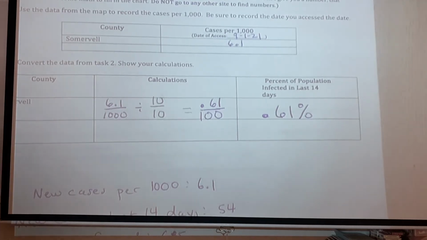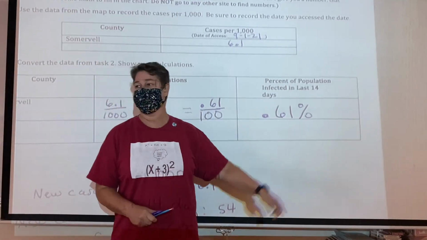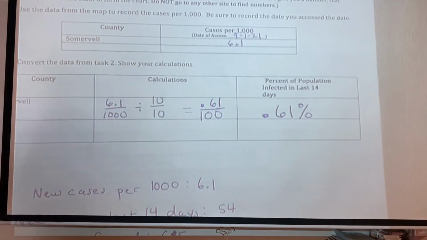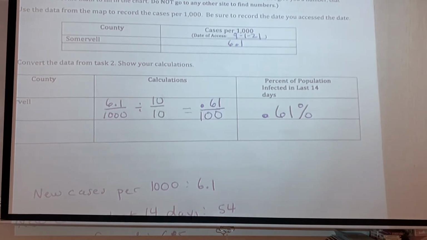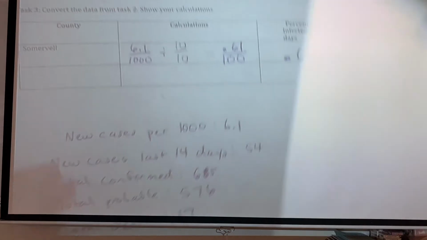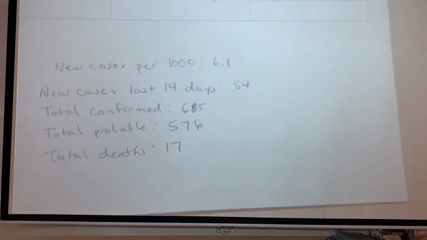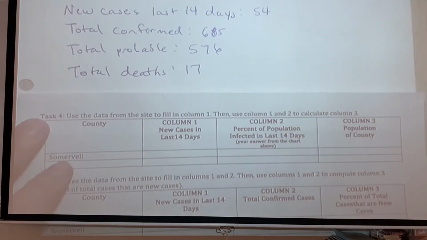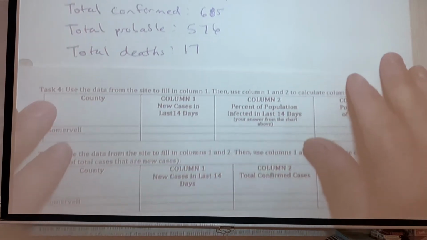But you would expect 0.61, a little more than half of a person, to have had COVID in the last 14 days. We're only talking about the last 14 days. Okay, so that's part 1. Or task 3, actually. We've already made it to task 3. Now we're going to do task 4.